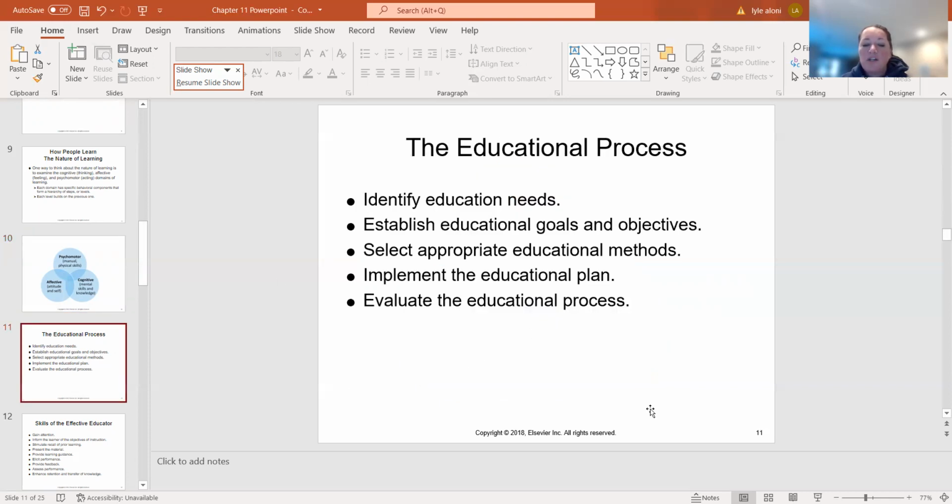All right, we look at the educational process. We talked about this. We're going to identify what needs are needed. We establish our goals. We take educational methods, implement the plan, and then evaluate.